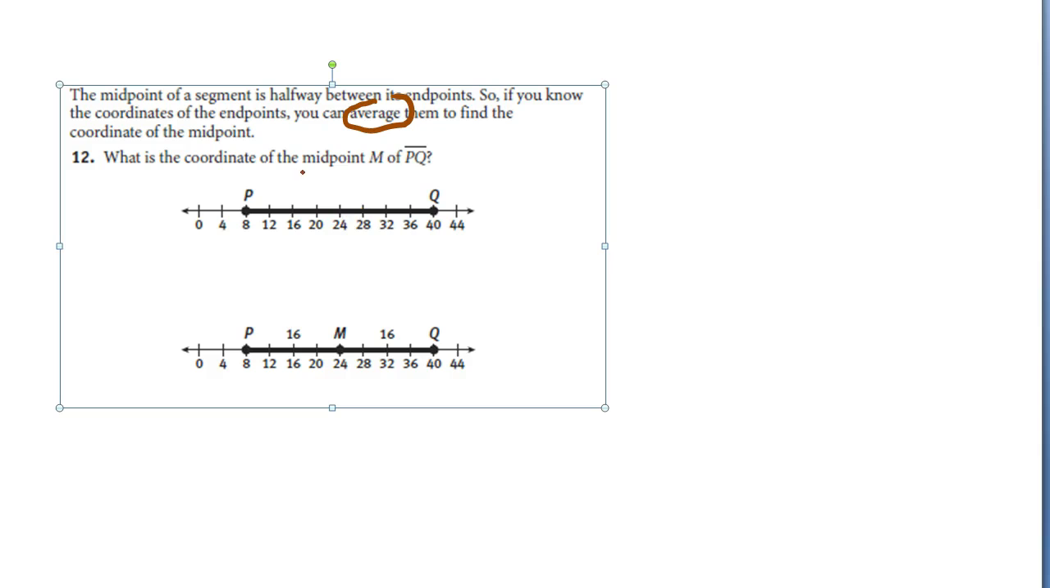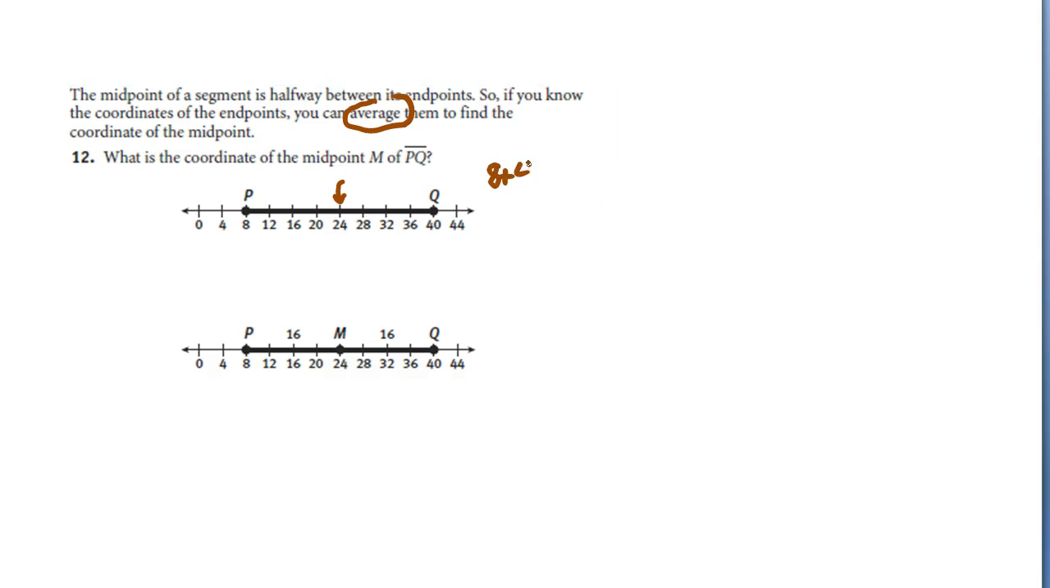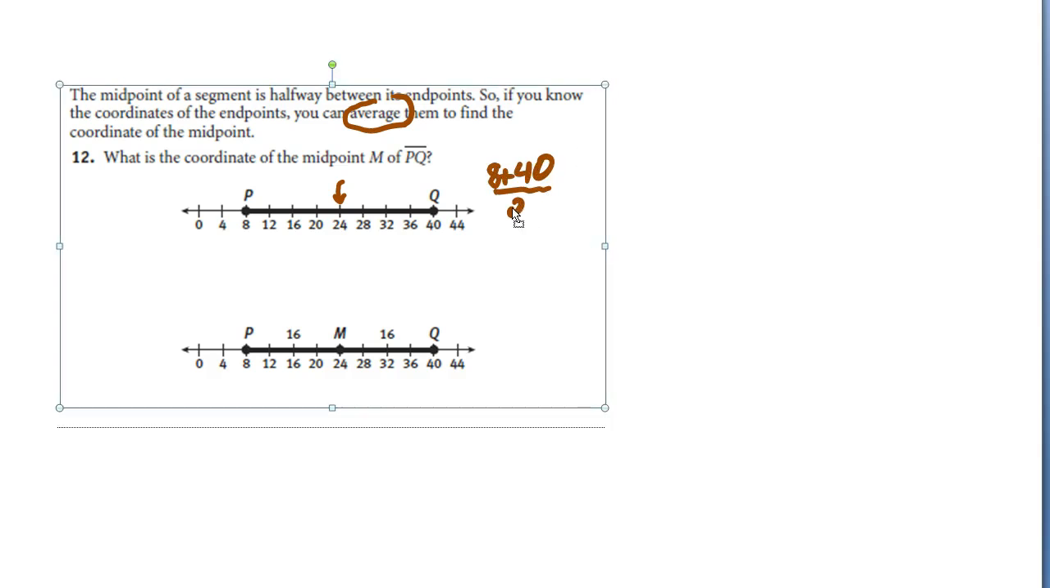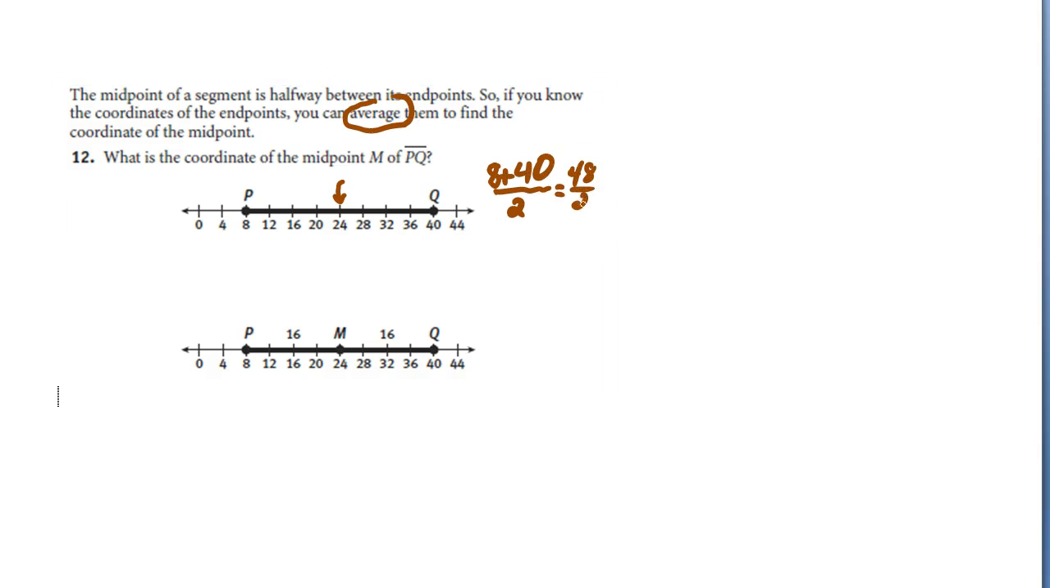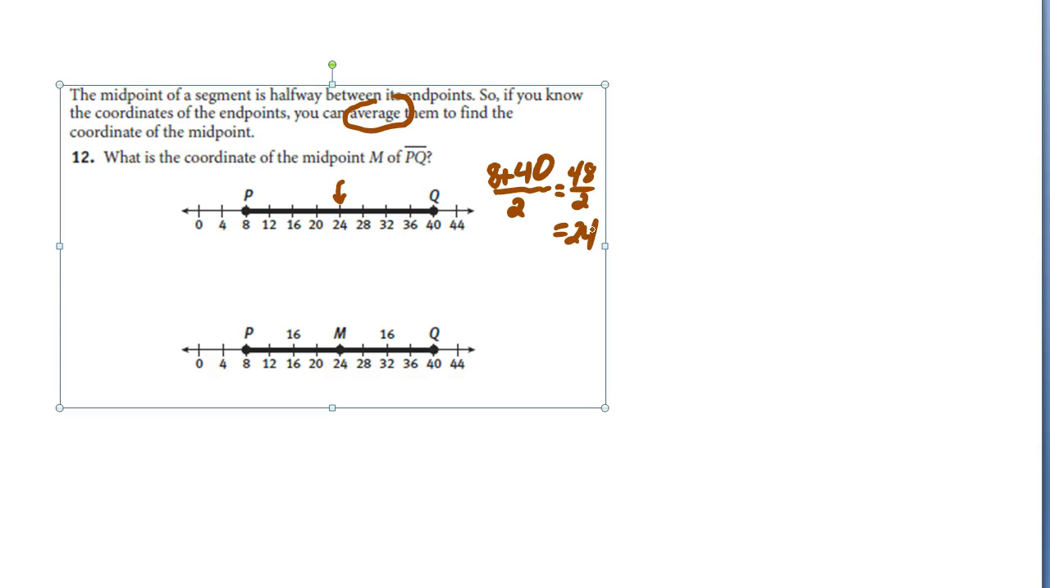Question 12, what's the coordinate of midpoint M of segment PQ? Well, visually, it looks to be right there. So that's certainly one way you can do it if you have a very accurate drawing and you've got good eyes. But what this is describing is a mathematical way. Average the endpoints. So to average two numbers, you add them together, 8 plus 40, and divide by 2. 8 plus 40 is 48. Divide that by 2, and that's 24. And that's what I thought that the midpoint was anyway.